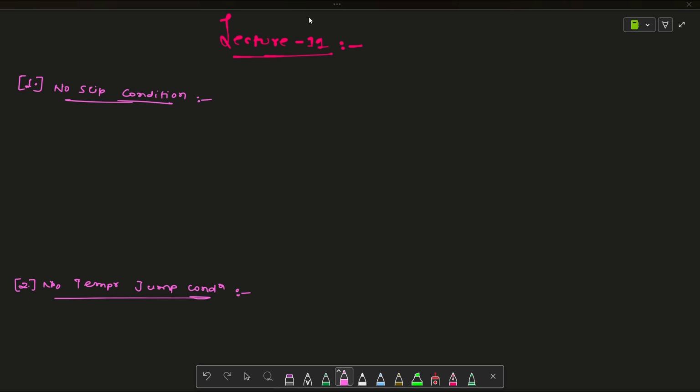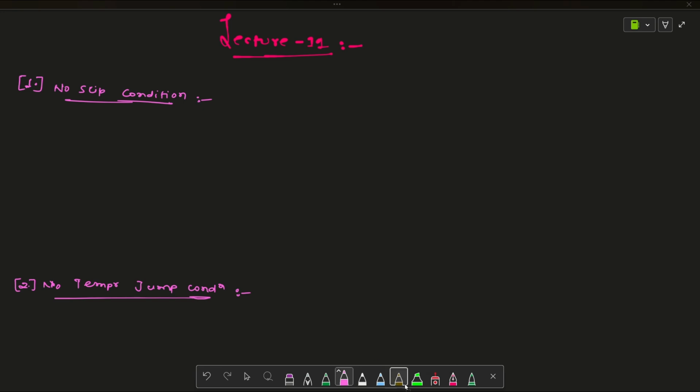So, hello everybody. Today again, we are discussing lecture number 11 in the series of fluid mechanics. In this lecture, we have three agendas to discuss. The first agenda is the no slip condition, and the second one is the no temperature jump condition. Both of these conditions are somewhat similar, conceptually they are the same, so we will discuss it.